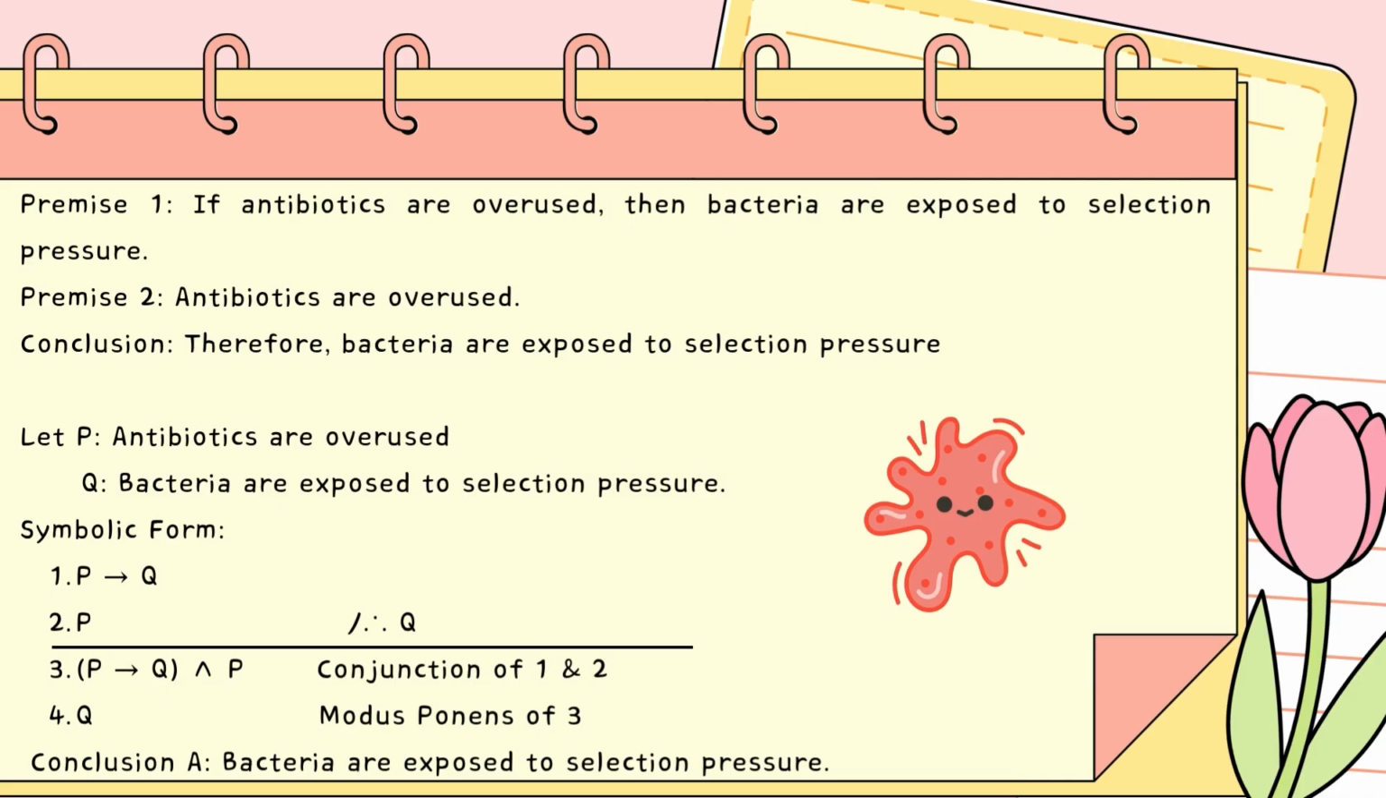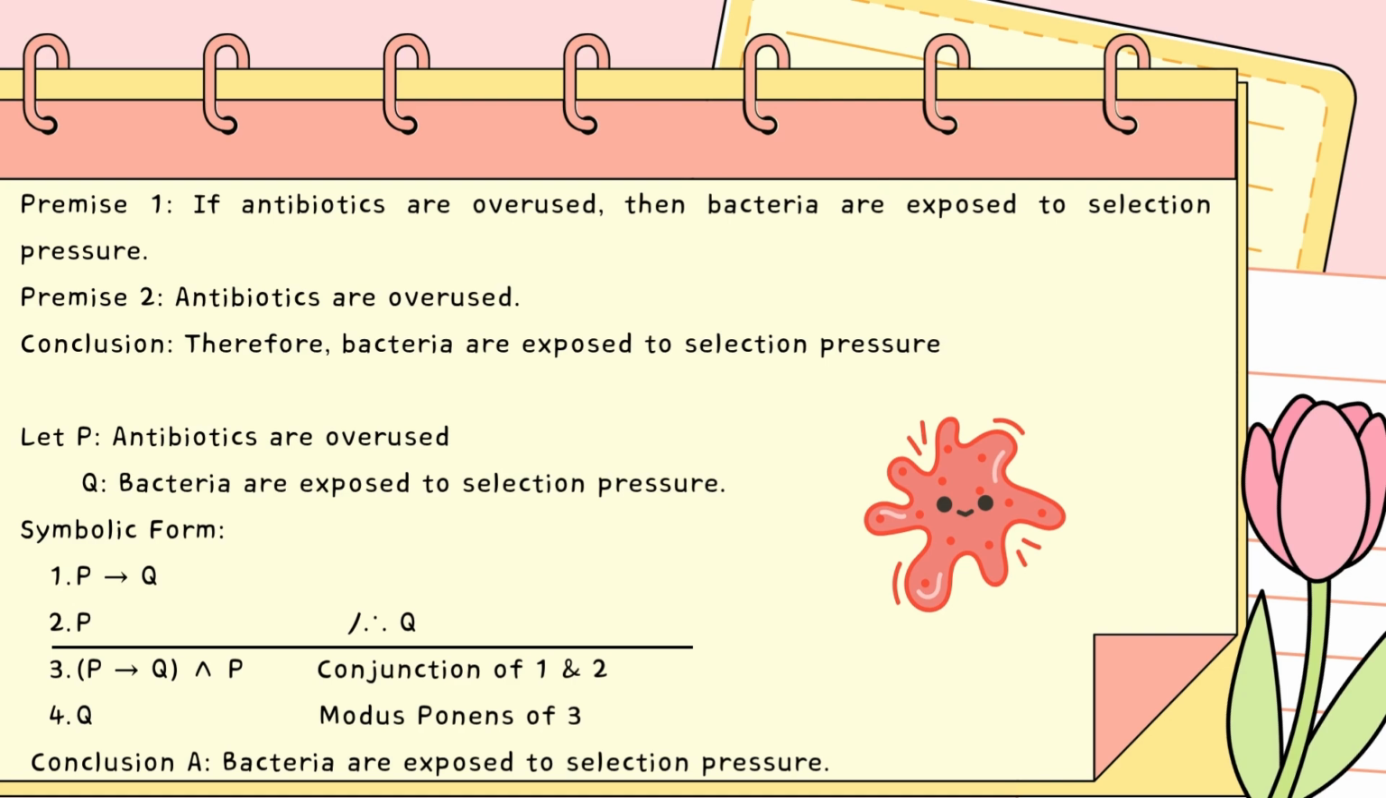Premise 1. If antibiotics are overused, then bacteria are exposed to selection pressure. Premise 2. Antibiotics are overused. Conclusion. Therefore, bacteria are exposed to selection pressure. First, we need to change into symbolic form before we use the rules of deduction to prove the argument. Let P be antibiotics are overused and Q be bacteria are exposed to selection pressure.